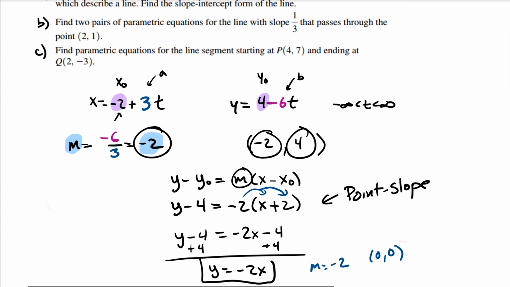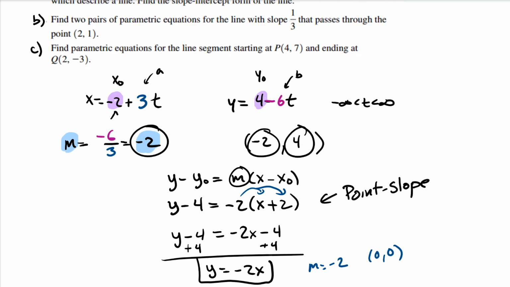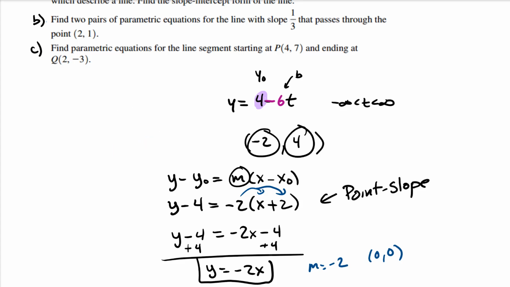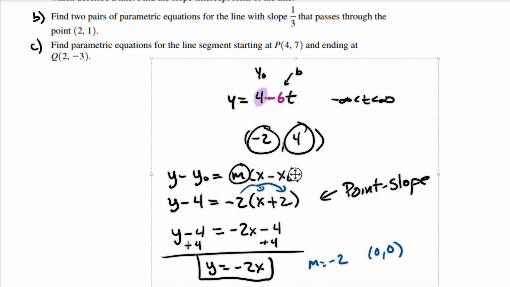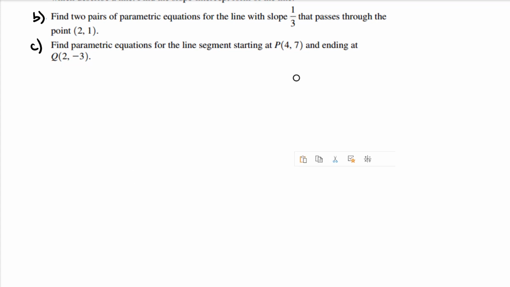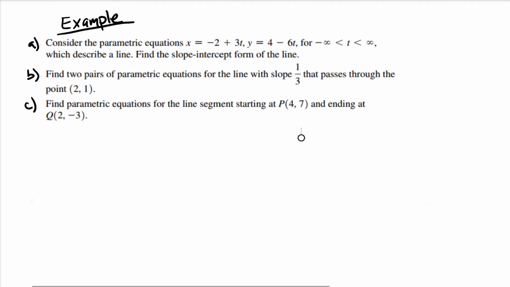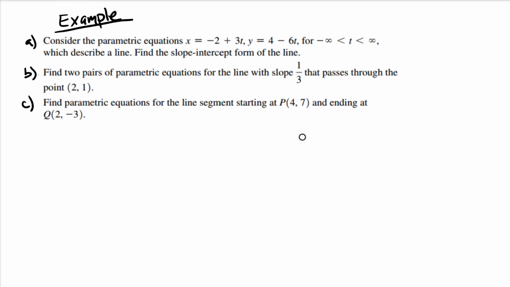Okay, let's do part B. Now we're going to think a little bit backwards. So reading B, we're seeing that it gives us something completely different. That's why I'm erasing everything. Find 2 pairs of parametric equations. So we want to find these now, given some information. Find 2 pairs of parametric equations for the line with a slope of 1/3.